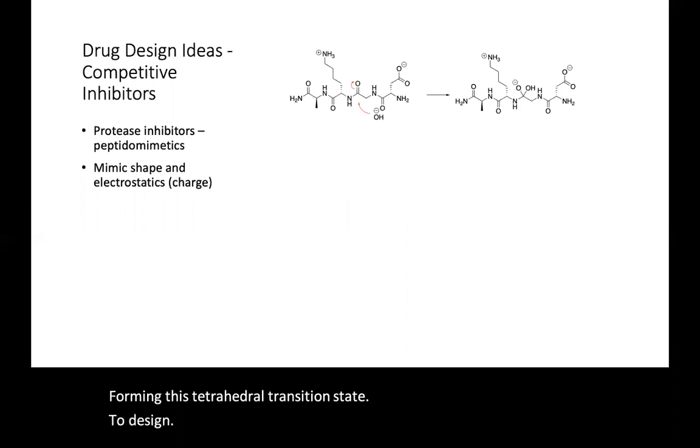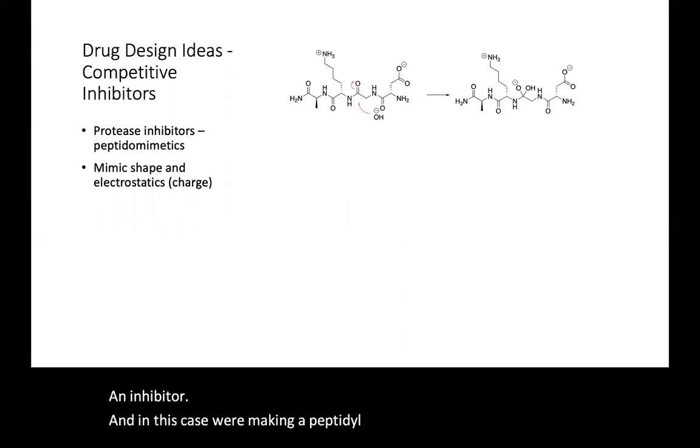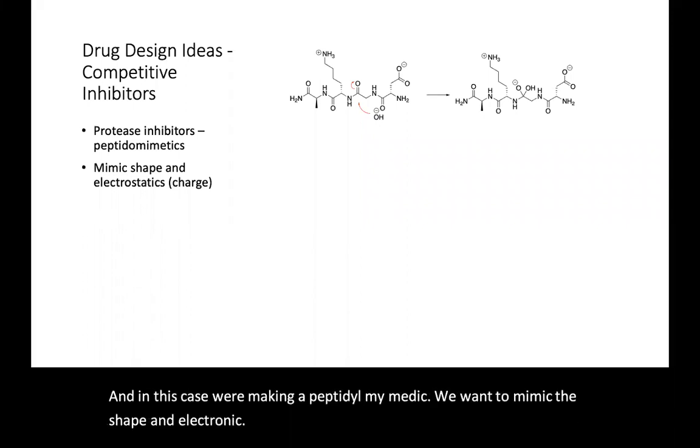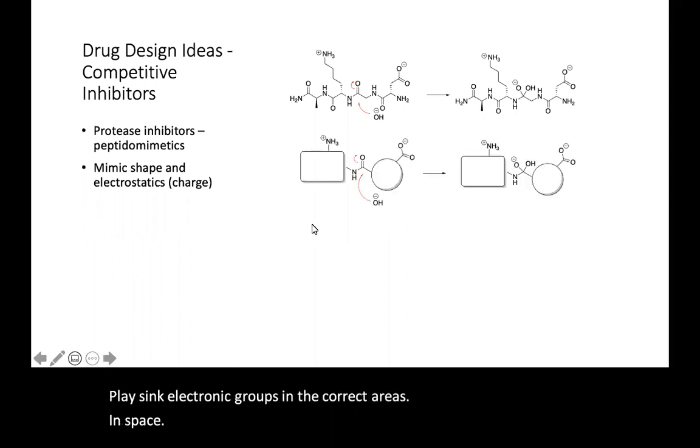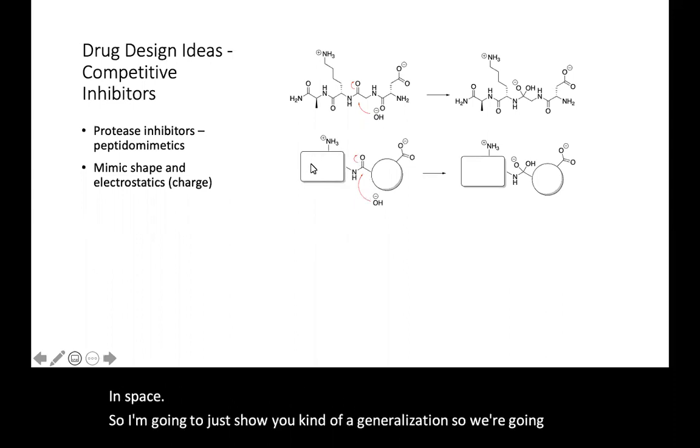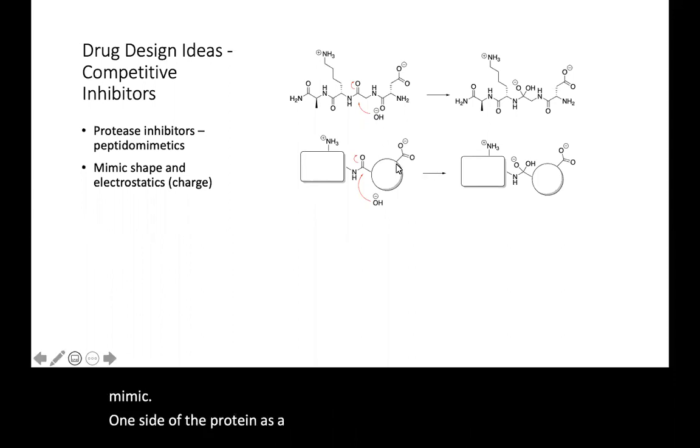To design an inhibitor, and in this case, we're making a peptidomimetic, we want to mimic the shape and electronics of the peptide, placing key electronic groups in the correct areas in space. So I'm going to just show you a generalization. We're going to mimic one side of the protein as a box, the other as a circle.